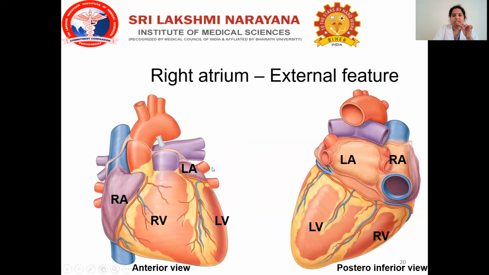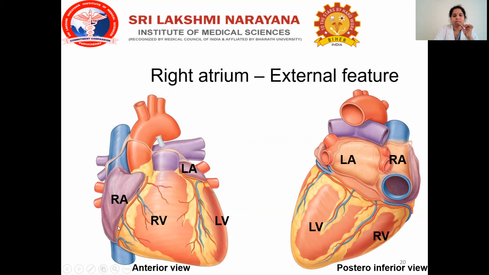Now we will see each chamber's external features and internal features. First we will see the right atrium. The right atrium can be observed from the anterior view as well as from the posterior inferior view.